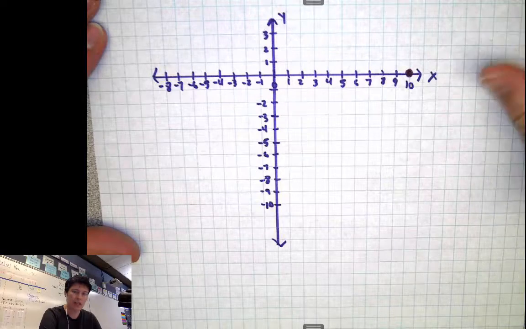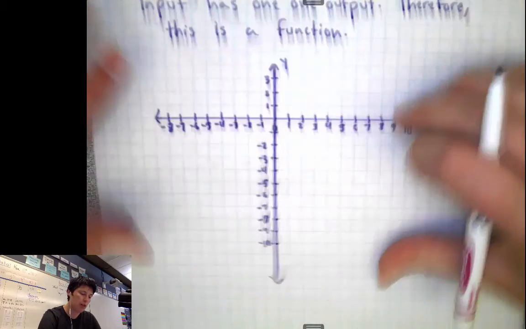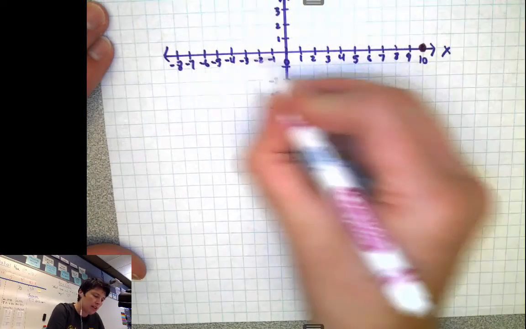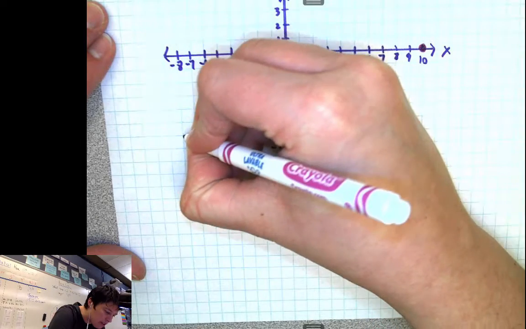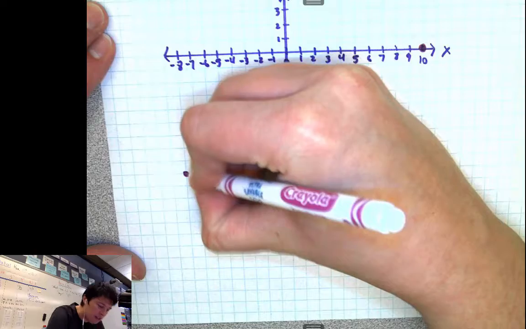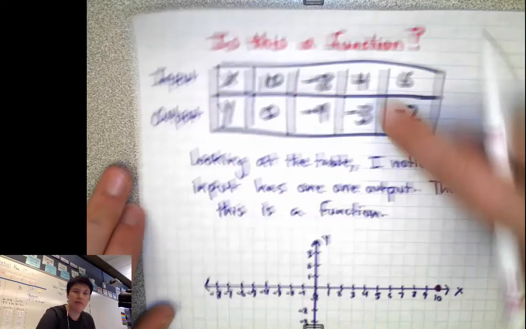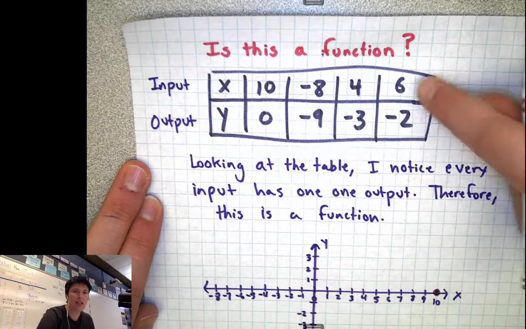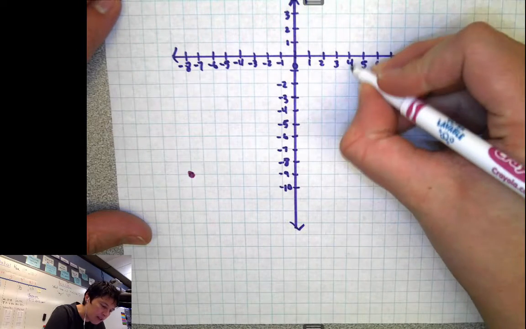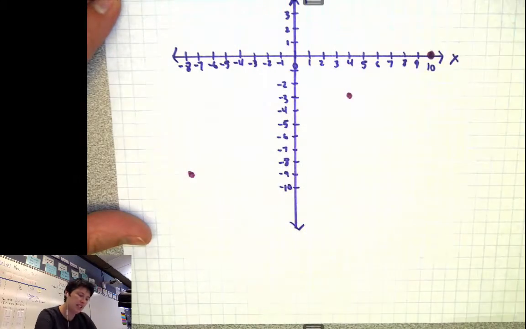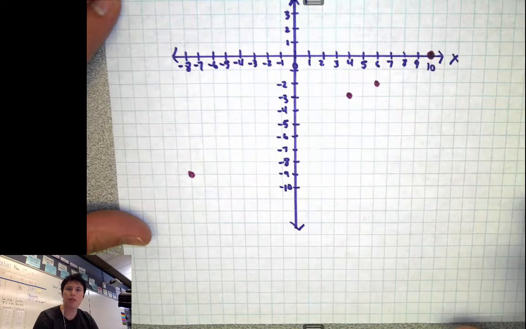The next point I need to graph, going back to my table, is -8, -9. So I'm going to go way back to -8 and then way down to -9: 1, 2, 3, 4, 5, 6, 7, 8, 9, way down here. There it is. Wow, these points are spread out. Okay, let's do some more. I have 4, -3, and 6, -2. Let's get those on the graph also. So 4, -3 means 4, down 3. And 6, -2 means here's 6, -2, right there. Those are a little closer together.